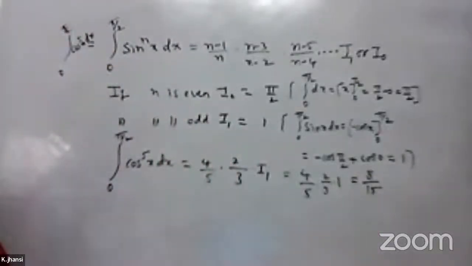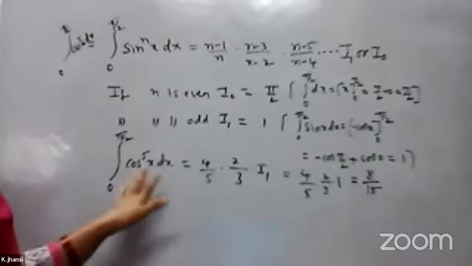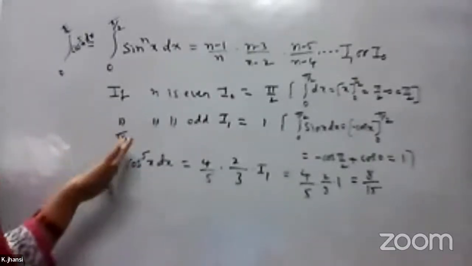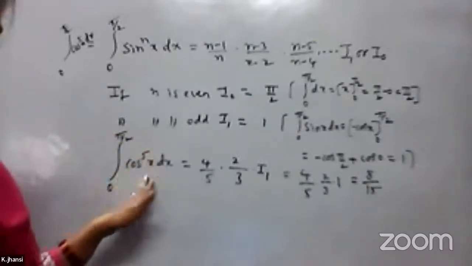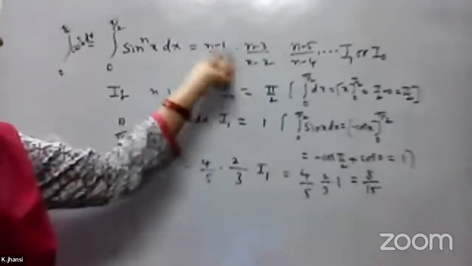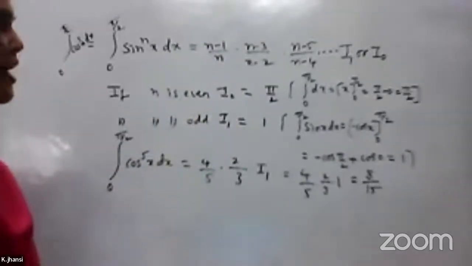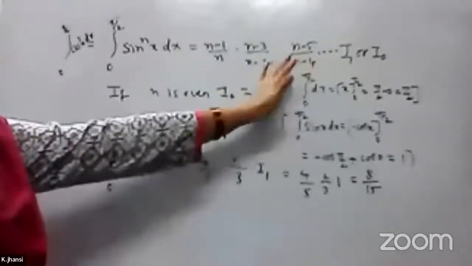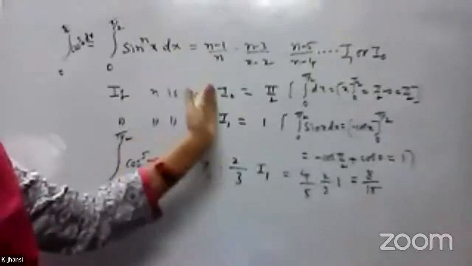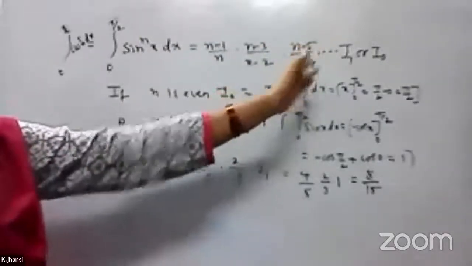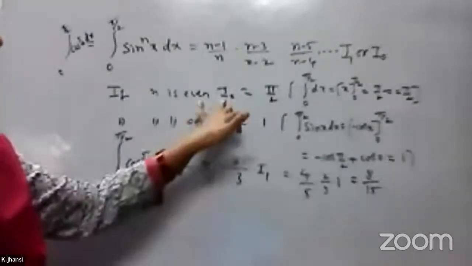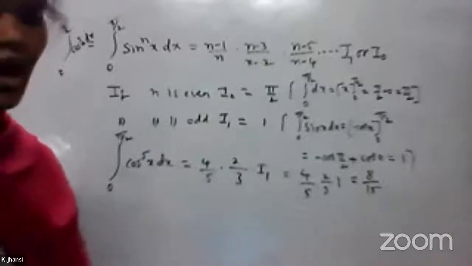Like this, you may get these problems as short answers or multiple choice questions. Even the integral from 0 to pi by 2 of sine to the power of 4 x or sine to the power of 3 x, anything they may ask. If you know this formula, n minus 1 by n into n minus 3 by n minus 2 into n minus 5 by n minus 4, then wherever you get the 0 value, you stop before that and check whether you are getting the I1 or I0 value. If n is even, you will get the I0 value. If it is odd, you will get the I1 value.